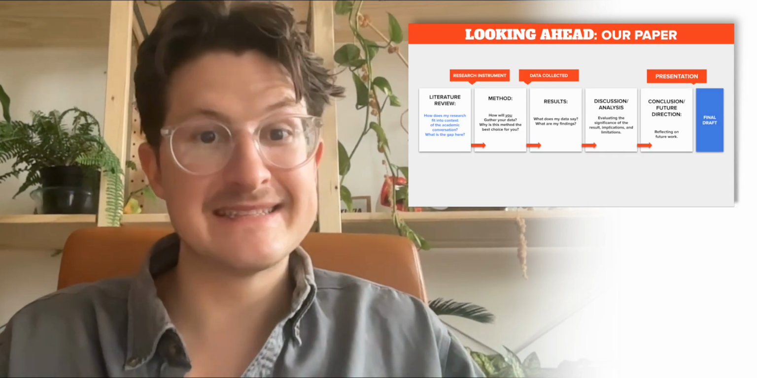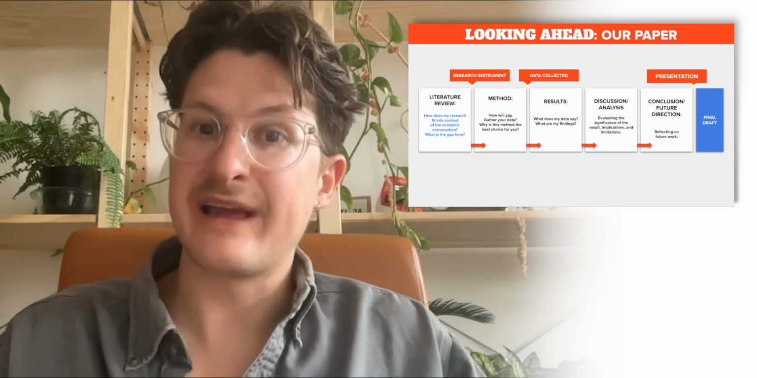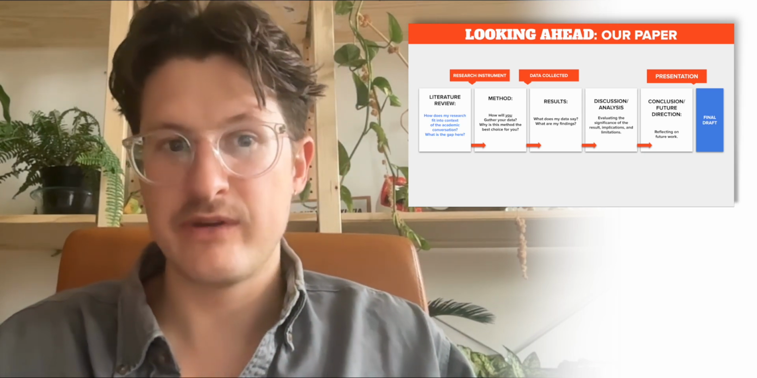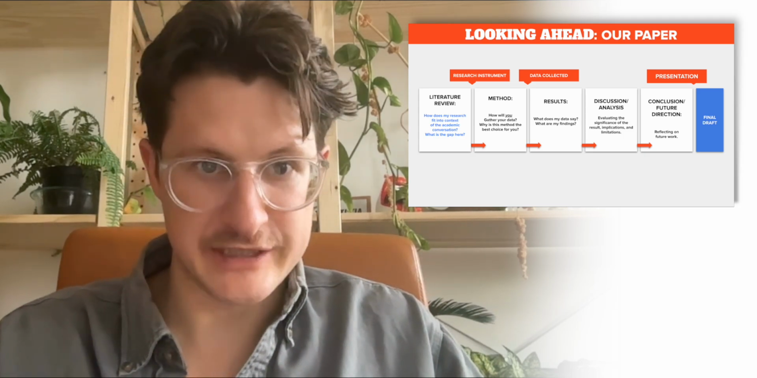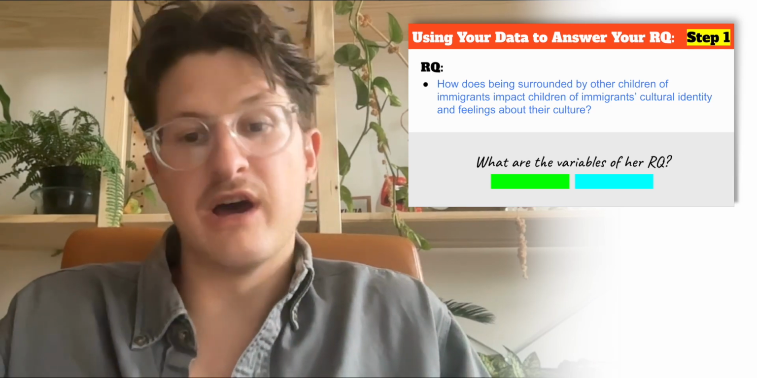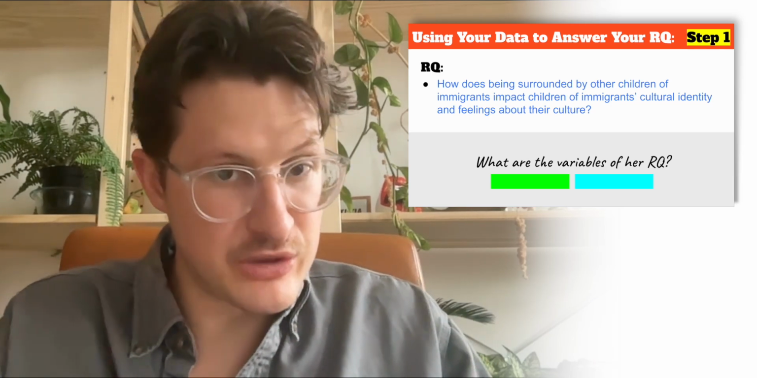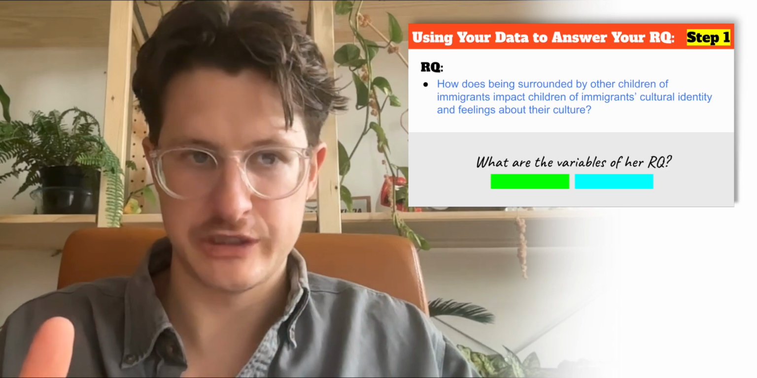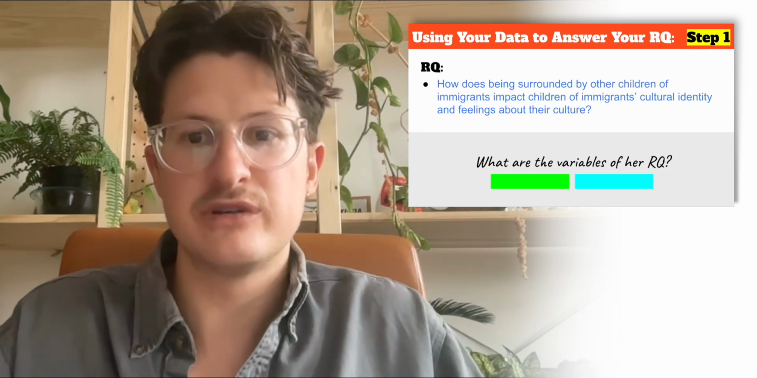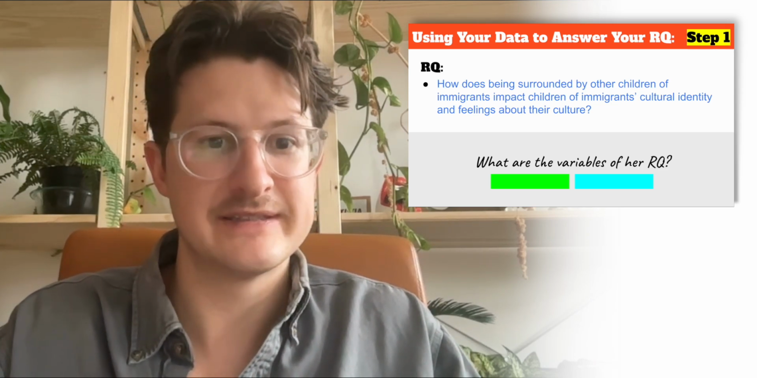All right, that's the method section. We're going to wrap up and look ahead at what comes next. Once they have their instrument, they should collect their data, and then they will be ready for their results section. Now, using the data to answer the question, you need to understand the variables of the research question as well. So I'm going to show you what I usually roll out with students. Again, if you want to see these materials, they're linked in the bio. But I had a student who asked this question. They asked, how does being surrounded by other children of immigrants impact children of immigrants' cultural identity and feelings about their culture?